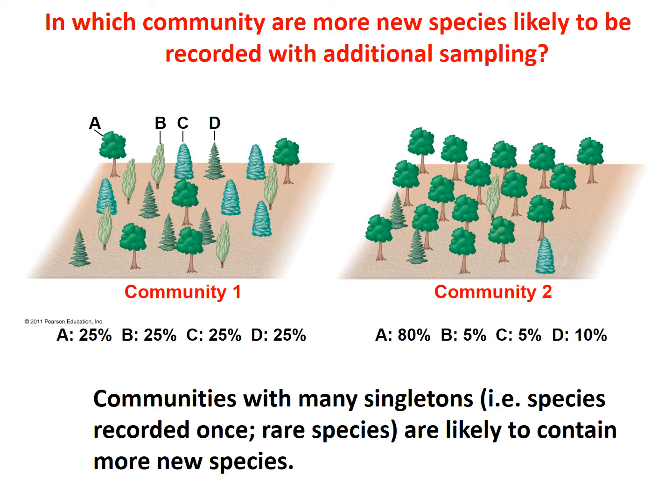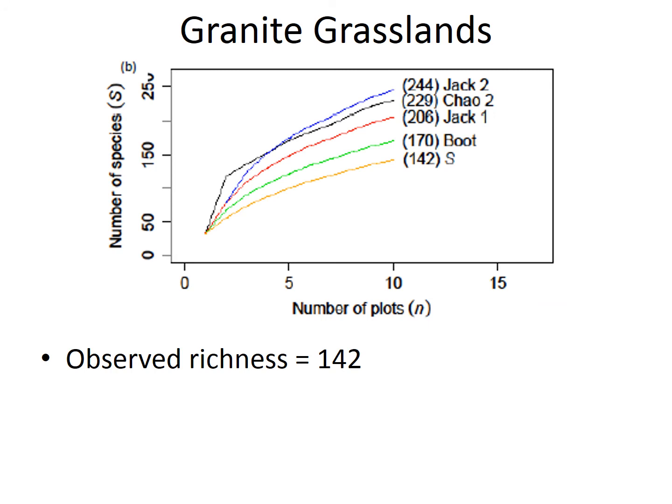Let's now take this and apply it to our Woodbush Granite Grassland data and see how many species are estimated to be in that community. So on this curve you can see the bottom yellow line, marked with an S for species richness. That line shows how, as the number of plots increases, so does the number of observed species. And we know that 142 species were observed. But we also know, because that curve hasn't leveled off, there are very likely other unrecorded species.